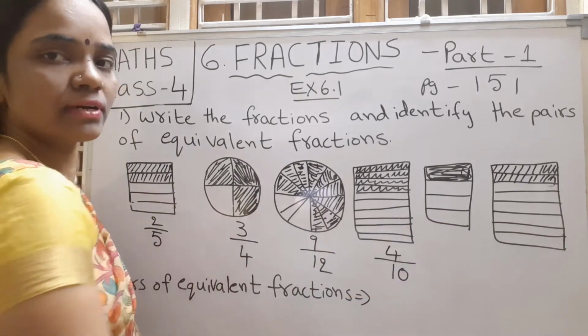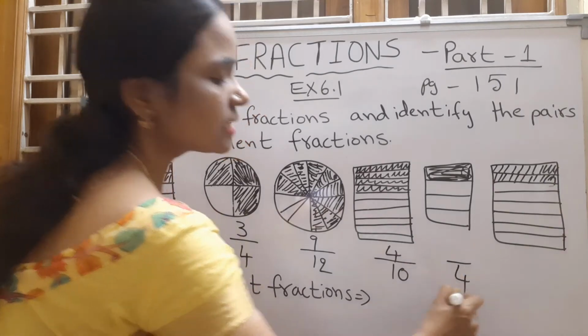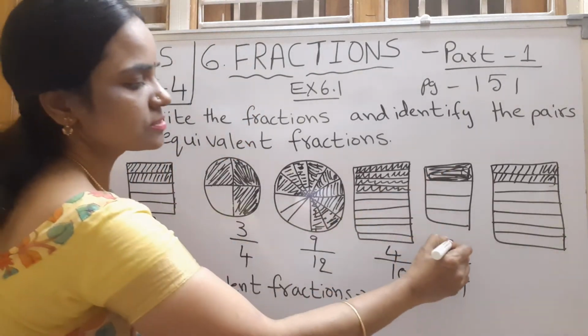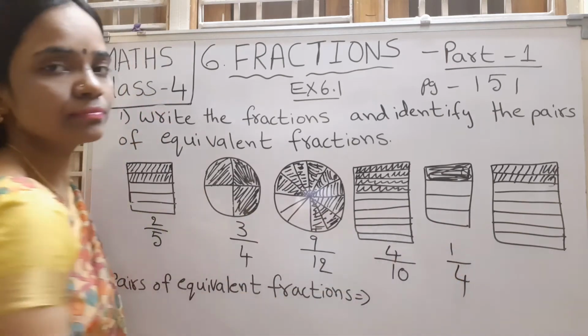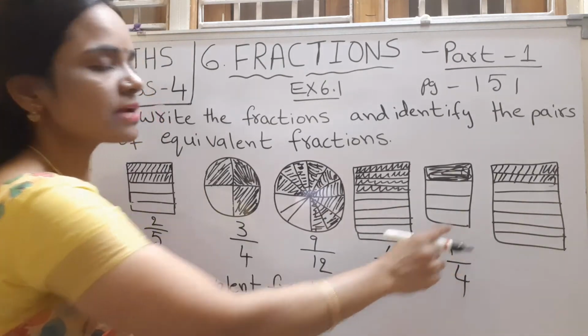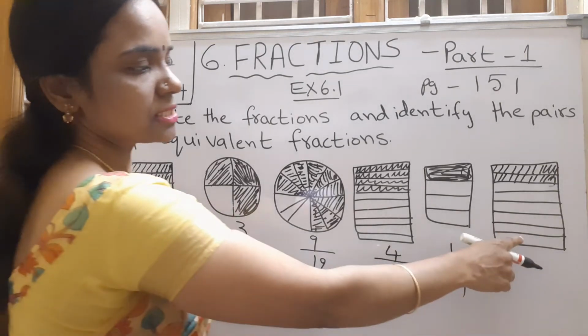Next coming to the next picture. What is the fraction for the given shape? 1, 2, 3, 4. Total there are 4 equal parts. Out of 4 how many are colored? Only 1. So what is the fraction for the given shape? Very good. 1 by 4 is the fraction for the given shape. Next coming to the last shape.